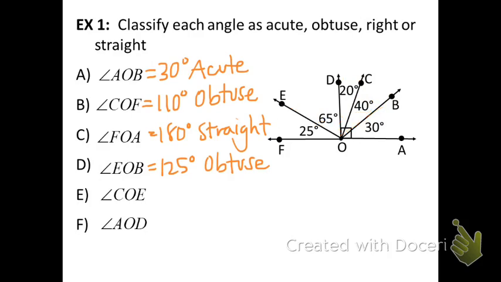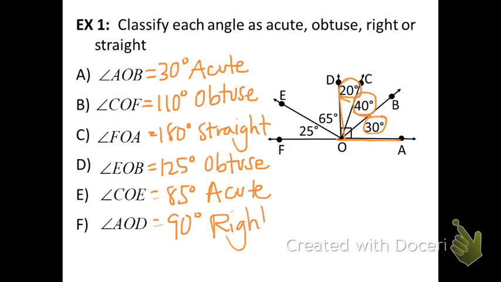Our next one is COE. We want to add those two. 65 plus 20 is 85. It's less than 90, so we call it acute. And then our last one, AOD. If we add 30 plus 40 is 70, plus 20 is 90. So we have a right angle.